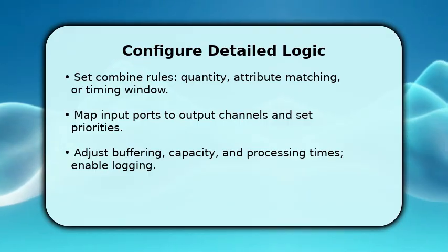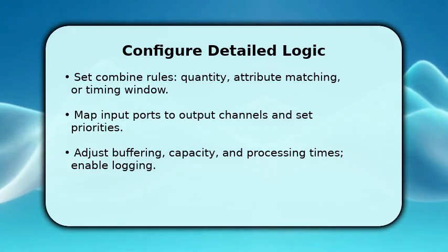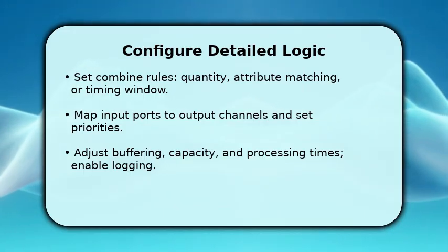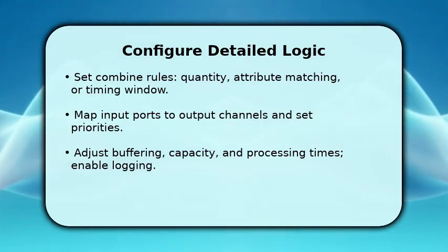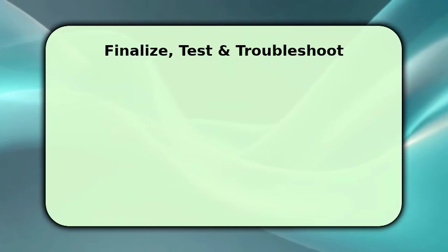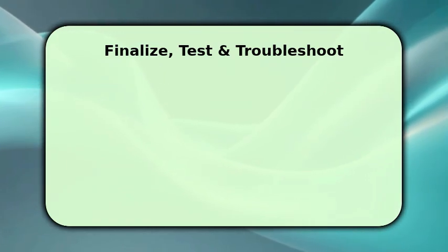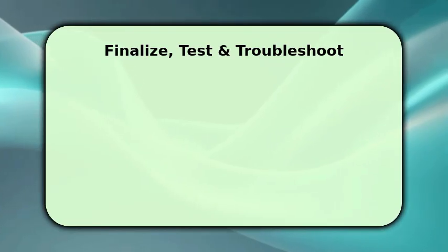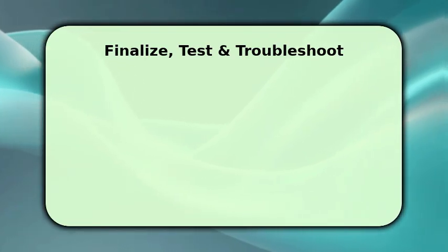Run a short scenario and watch for starvation or accumulation at inputs. These signs tell you where to iterate. Finish by validating performance across scenarios. You increase arrival rates, add failures, and compare throughput and cycle time.